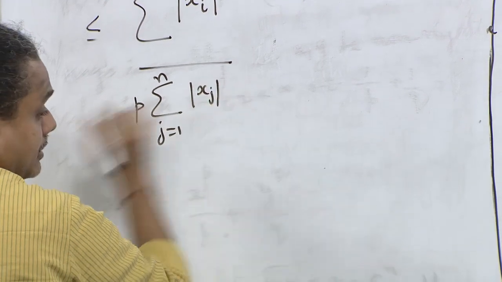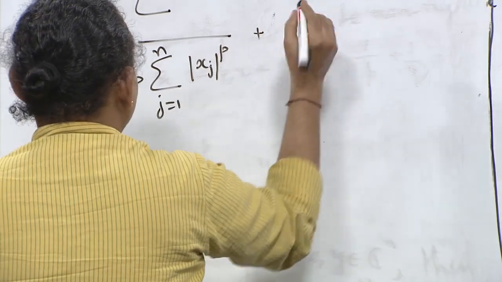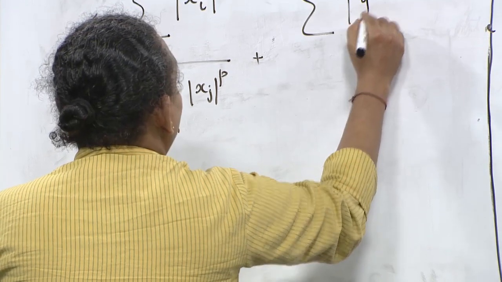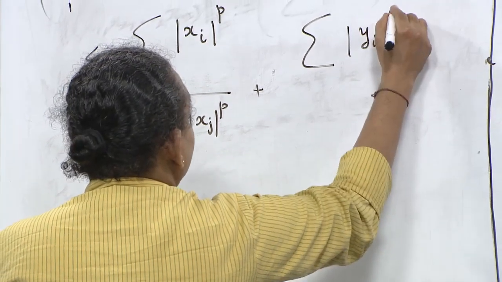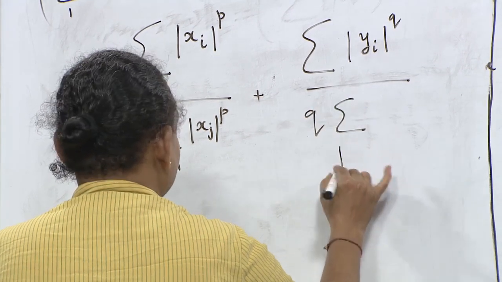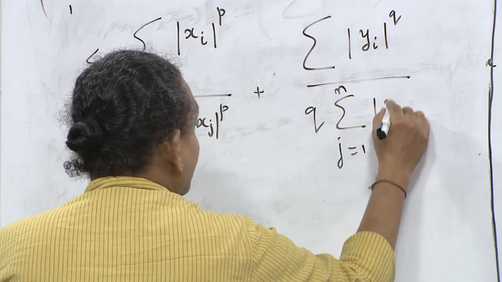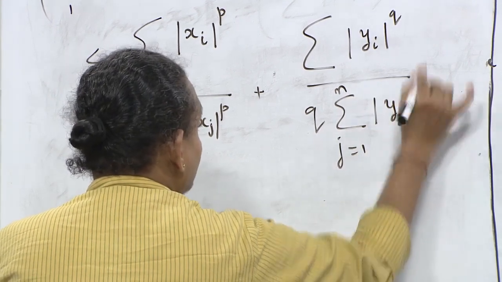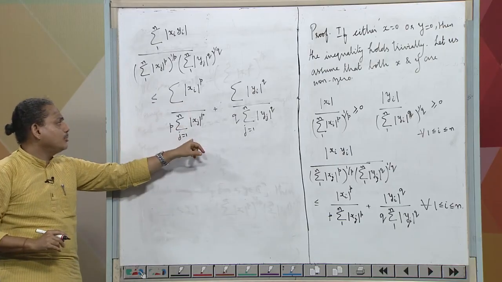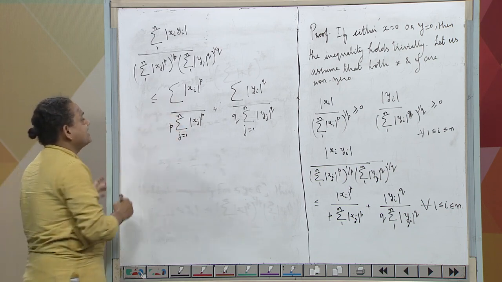raised to the power p plus summation mod yi raised to the power q upon q times summation j running from 1 to n mod yj raised to the power q. Yes, that is it. So, if you look at the numerator and denominator, both the sums are one and the same, they are equal, and therefore, they both will get cancelled.